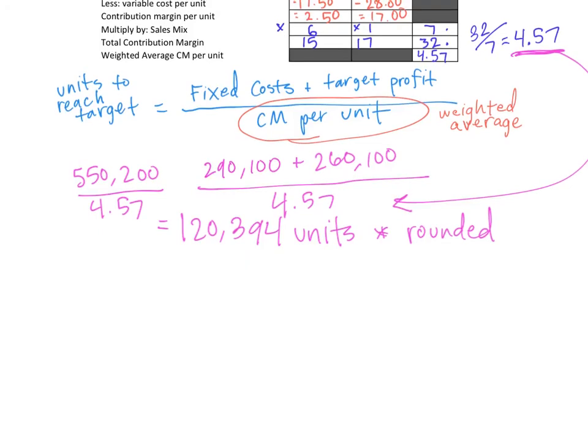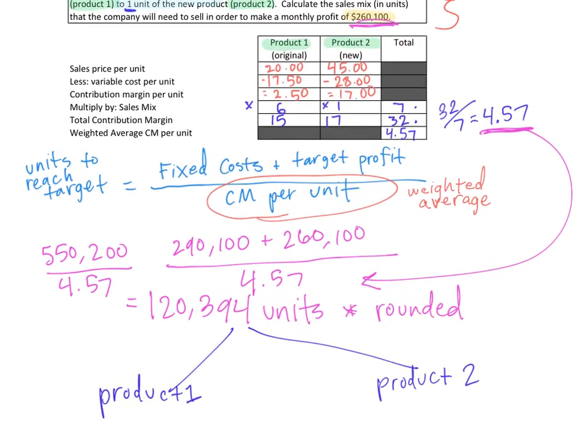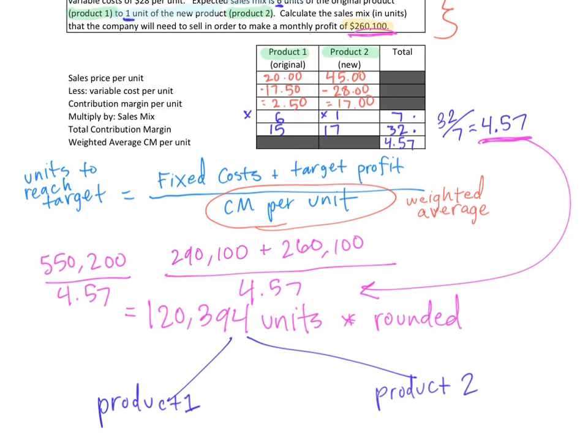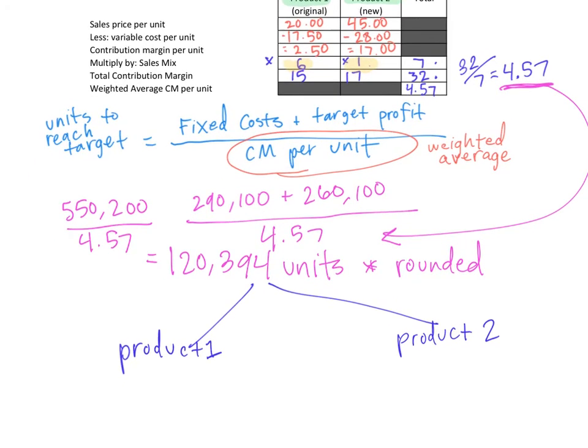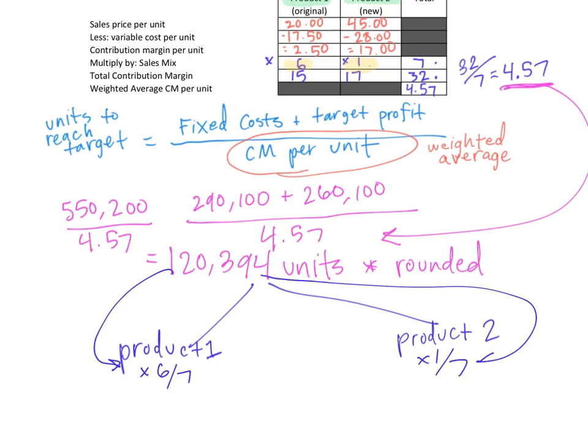And what if you need to take the total 120,394 units and determine how many of those would be product 1 and how many of those would be product 2? So we go back up to our sales mix and we see that product 1 represents 6 out of every 7 units and product 2 represents 1 out of every 7 units. So you'll take your 120,394 units and you'll take 6 out of 7 of them. Those will be product 1. And then you will take the remaining 1/7 of them, and that will be the product 2.